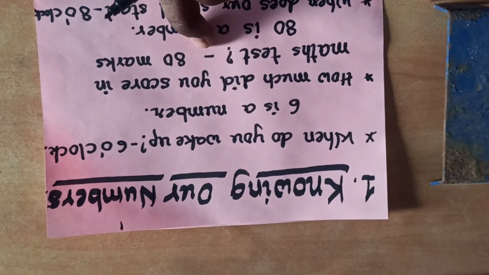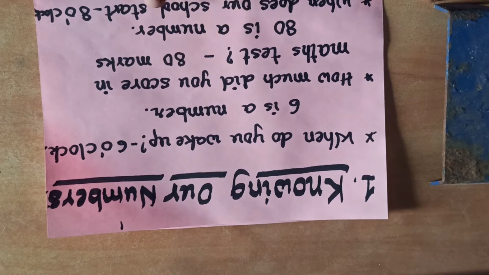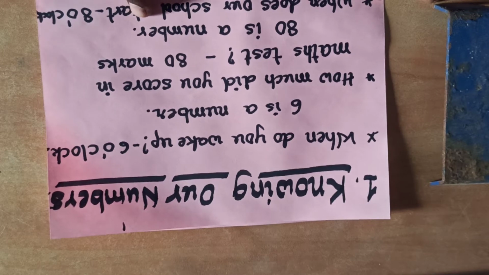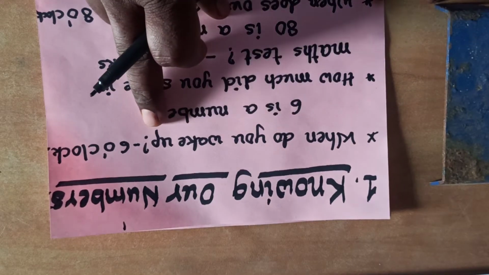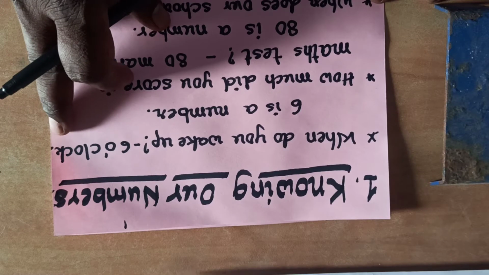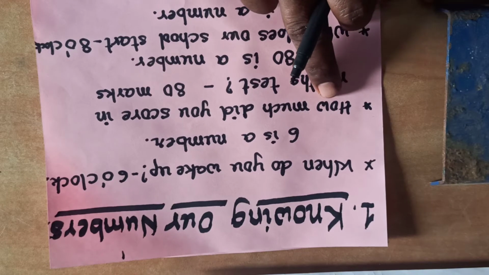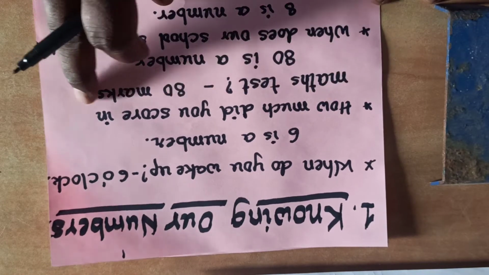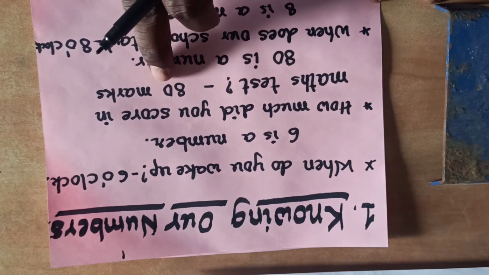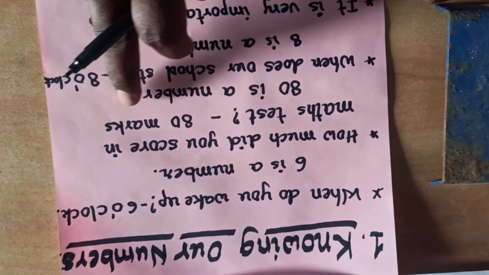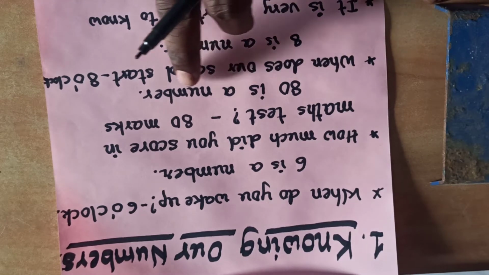Good morning, students. In our everyday life, we deal with numbers. From the time we wake up to sleep, we always talk about numbers. For example, when do you wake up? You say 6 o'clock. Here, 6 is a number. Take one more example. How much did you score in the maths test? You may say 80 marks. Here again, 80 is a number.